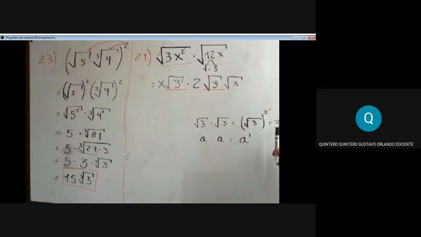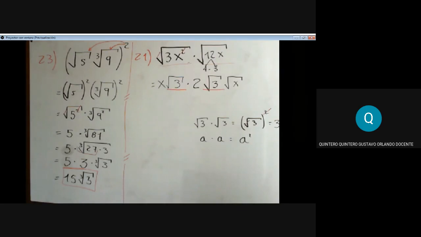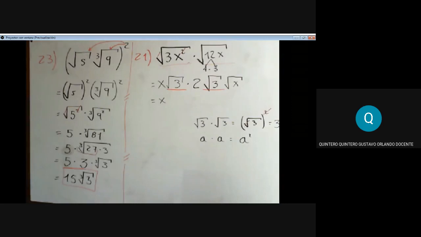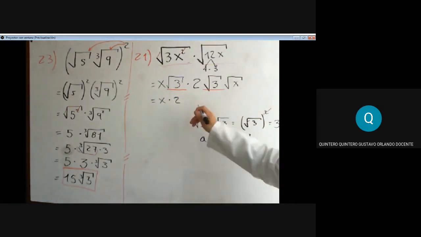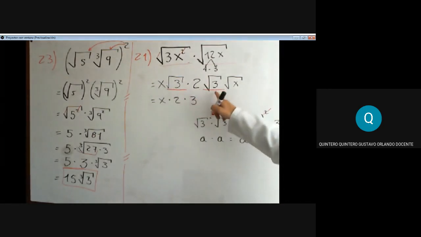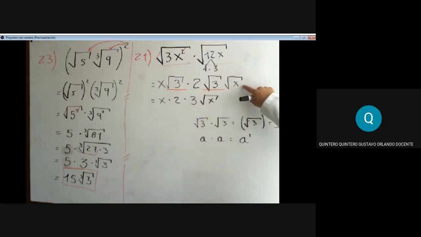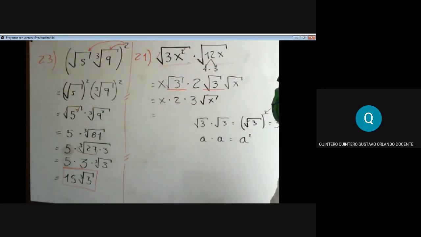And we can use that because we are multiplying these two roots over here, right? So in other words, we have an x that we haven't done anything with, times 2, which is this one, and then times 3, which is the solution of square root of 3 by square root of 3. And also we have a final square root of x, which is this one over here that we haven't done anything with. Did you see, guys? Final solution. 2 by 3 equals 6.